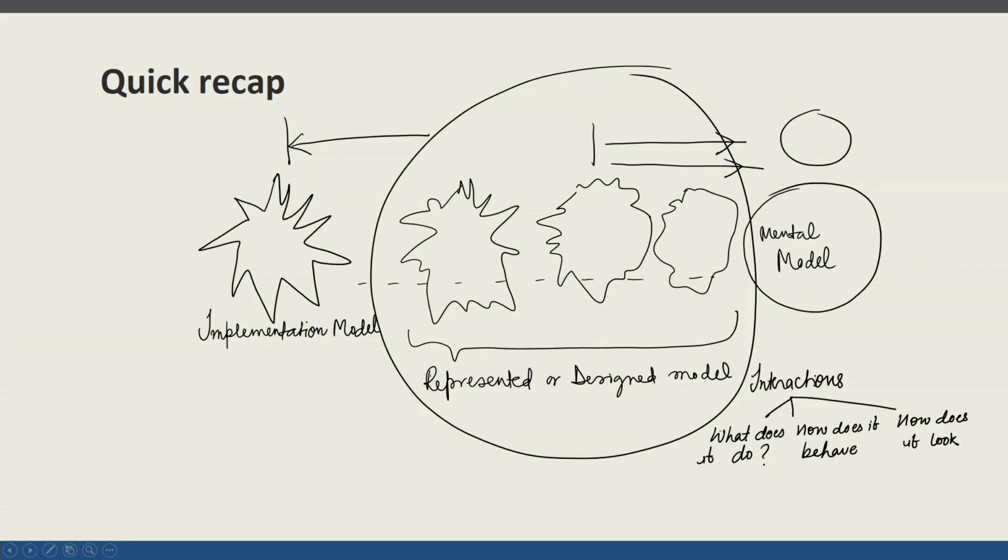So if you remember, these represented models are about the interactive artifact, and three different questions are important: what does the artifact do, how does it behave, and how does it look. So it is very important to have some assistance, some inspiration in terms of conceptualizing these different represented models. And that's where the topic of this week becomes highly relevant. This week we are going to deal with interaction models and interaction paradigms.